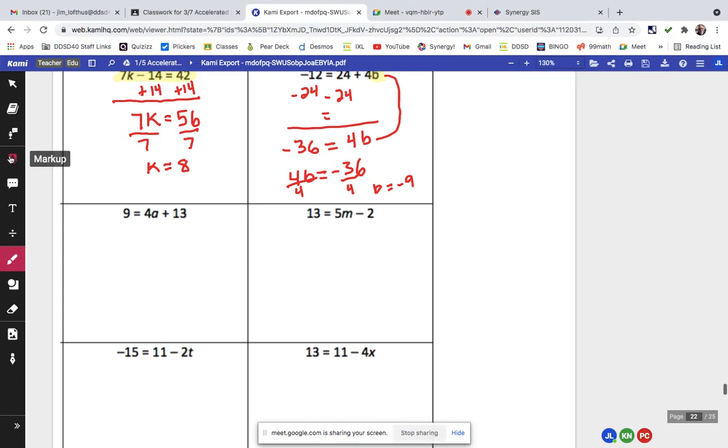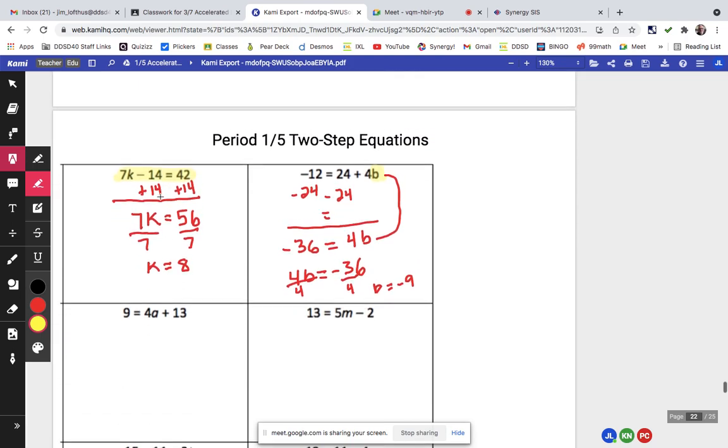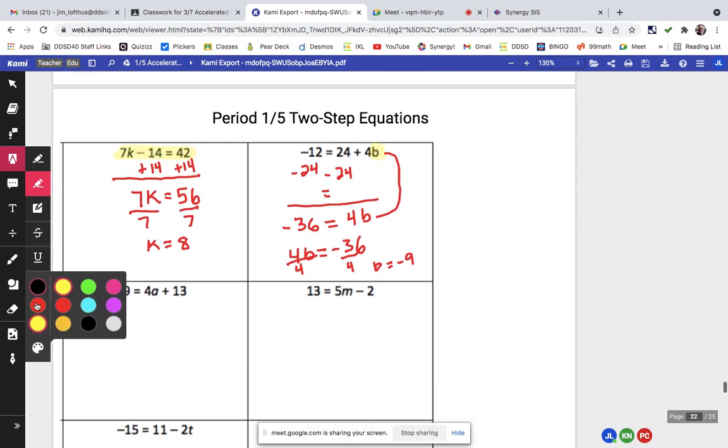So here's what I mean by that. Let's look at this that we already did. I'm going to use a different color. So 7k minus 14 equals 42. That's not really a story. But if we say there was a number, so we'll start there with k, it was multiplied by 7, and then 14 was taken away from it, and it became 42, then that's more of a story.